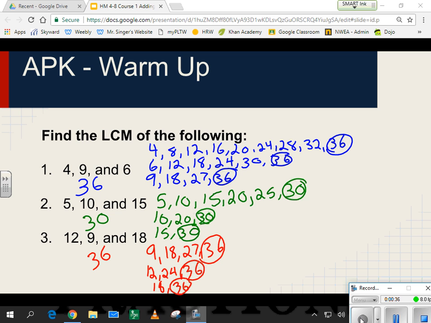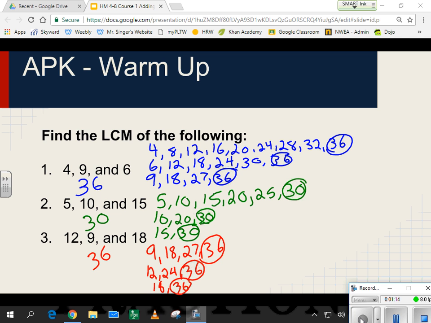So we listed all the factors and found the least common multiples of each. And it was? 36. Okay. Savannah? We listed all the multiples, and for number 2, the least common multiple was 30. Okay, and Rowan, number 3. Hi. So we listed all the factors and found the least common multiple, which was 36. And just to clarify, when they said factors, they meant multiples.